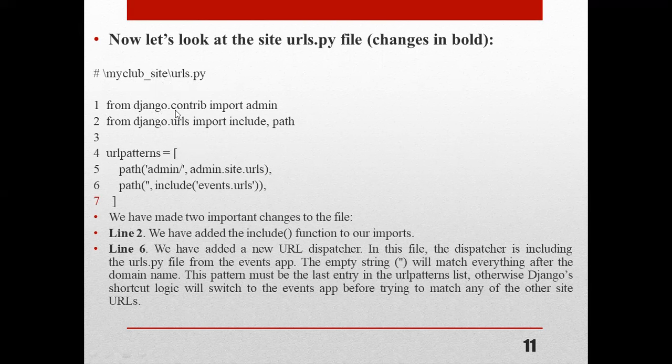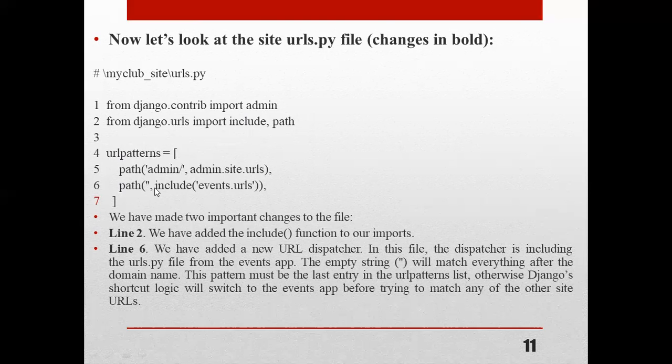So here, from django.contrib import admin, then from django.urls import include, path. This is the path function here. At line number 2, we have added the include function to our imports. Then after that, URL patterns, and then the path function is there. So we have made two important changes to this file: at line number 2, we have added the include function.